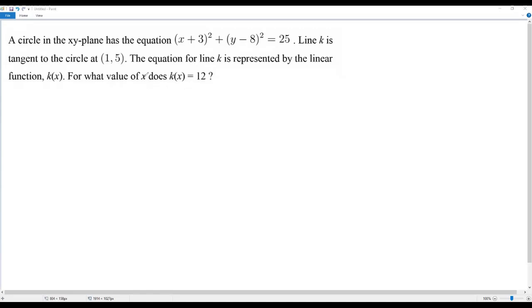Here we have a SAT math problem. Okay, let's go to the question. A circle in the xy-plane has the equation (x + 3)² + (y − 8)² = 25.